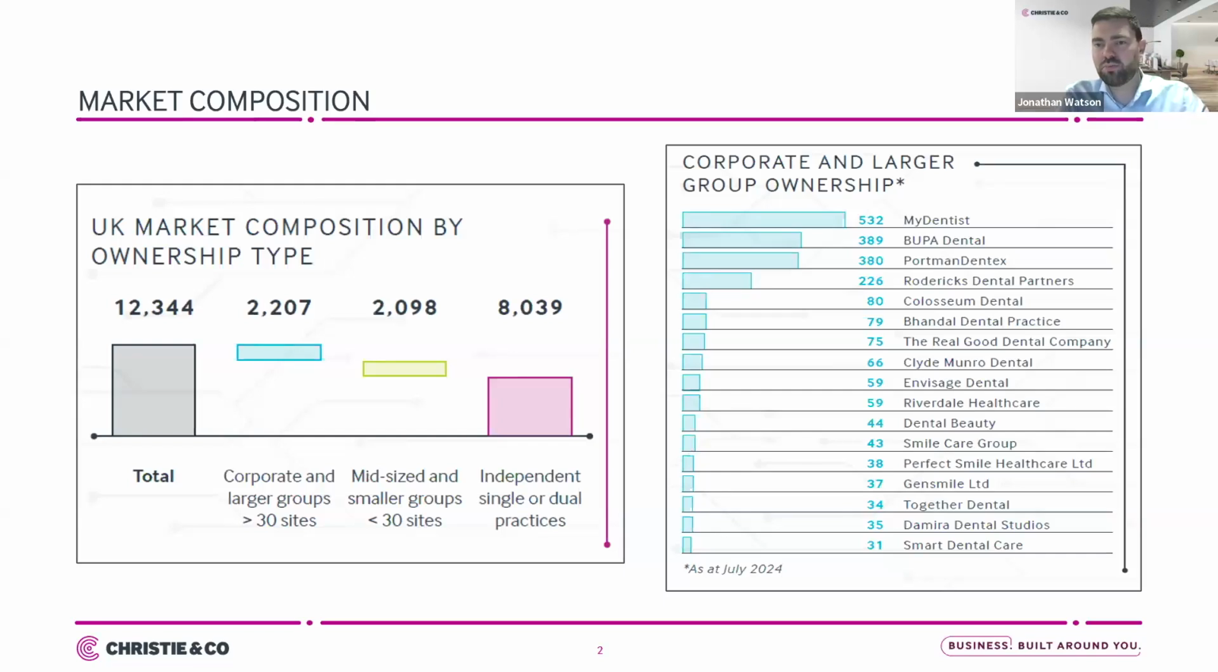But My Dentist and Bupa are still leading the way. Obviously they haven't been the most acquisitive in the market in recent years. We've now got the newly merged Portman Dentex hot on the heels, and Roderick's Dental Partners as well, who have also merged in the last 18 months. So a bit of a change in landscape, but as I say, still 10,000 practices in independent ownership with single practice owners and smaller groups.